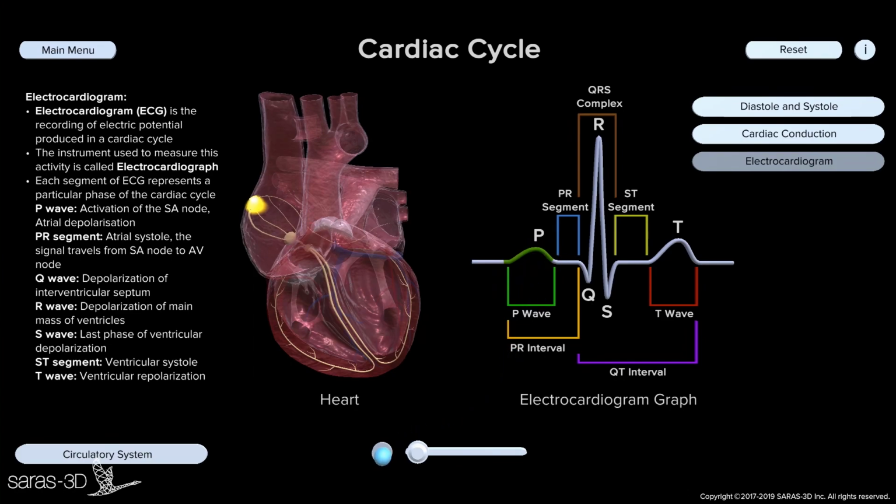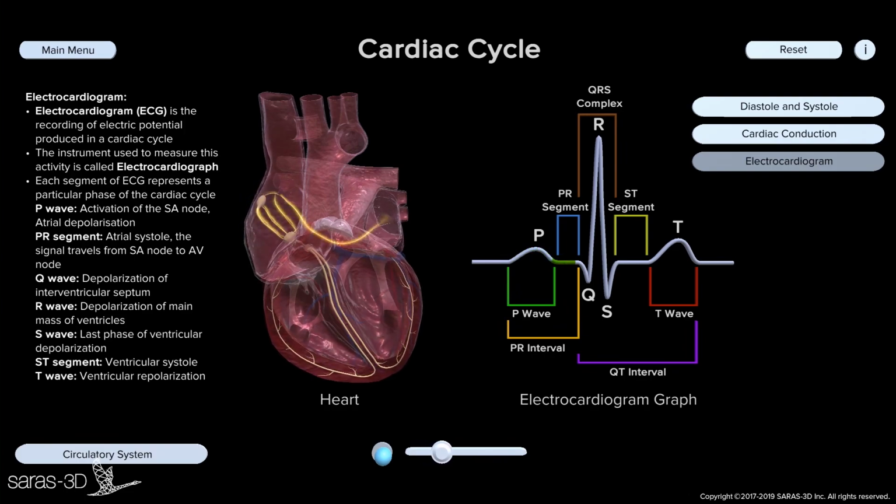Now the PR interval is the time between the beginning of the P wave and the beginning of the QRS complex. As the signals pass through the AV node, they allow the ventricles to fill. This appears as a flat line. So you can see the interval between the two is seen as a flat line, because at this time the ventricles are filling.